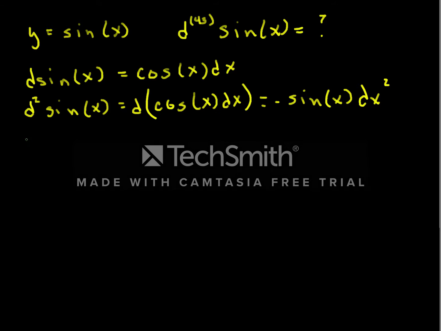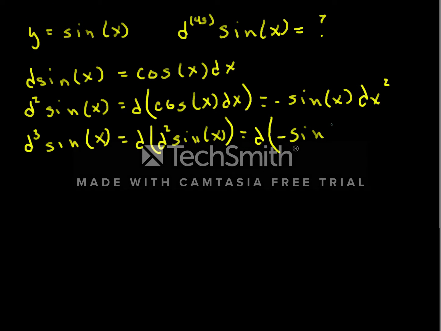Okay, the third differential of sine is simply the differential of the second differential of x, which is the differential of negative sine of x dx squared, and the derivative of sine is cosine, so this is negative cosine of x dx cubed.